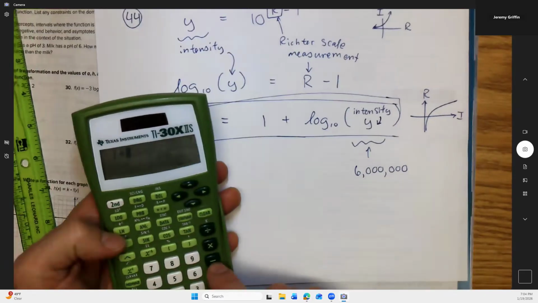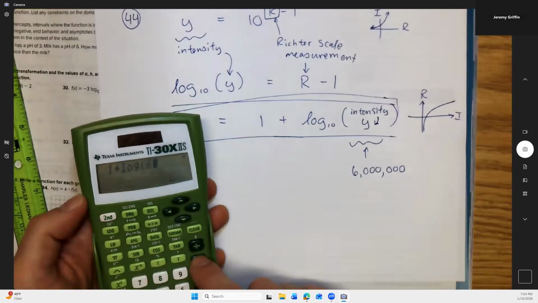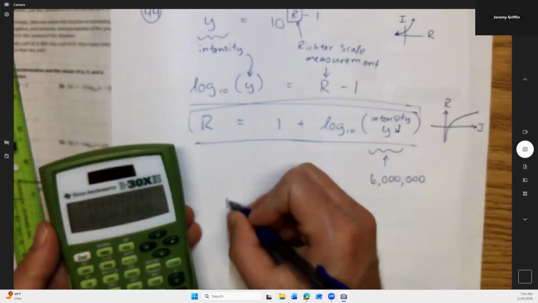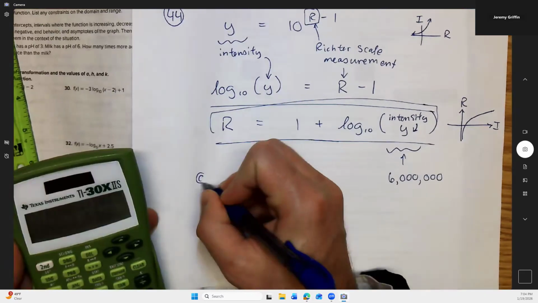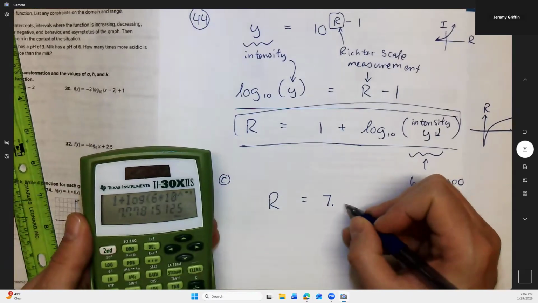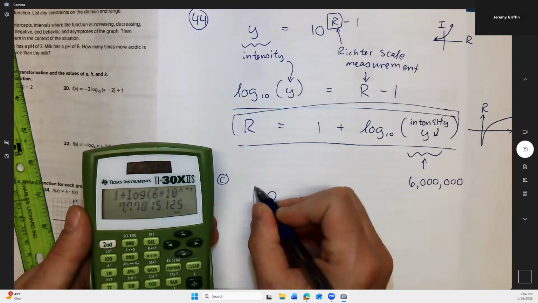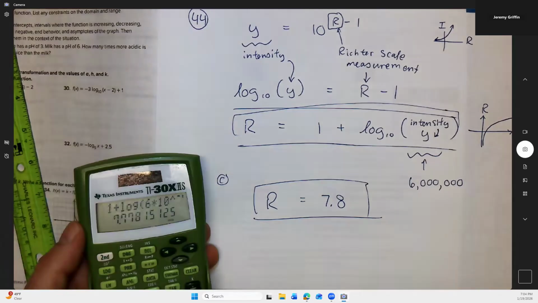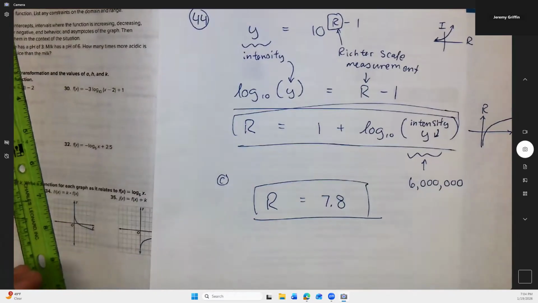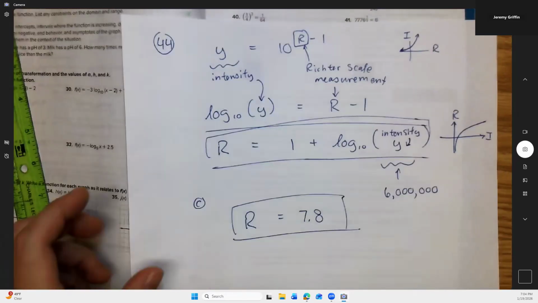So 1 plus log base 10 of 6 million. That would be a Richter scale rating. This is question C. 7.778. Let's call it about 7.8. There we go. So there you go. Richter scale rating of almost 8, which is a really massive earthquake. Yeah, don't want to be in the city during that.